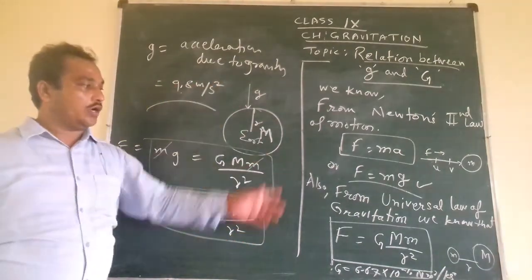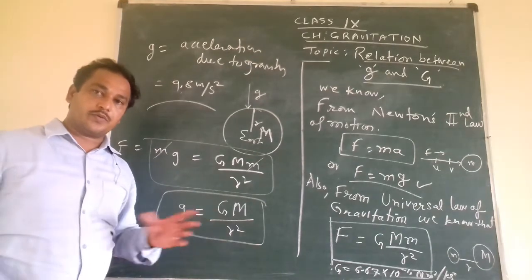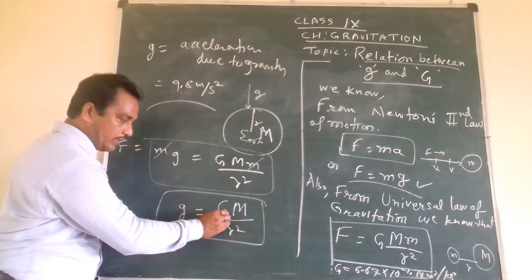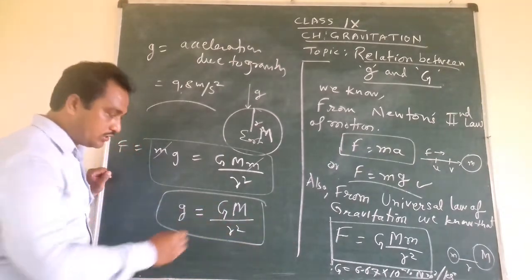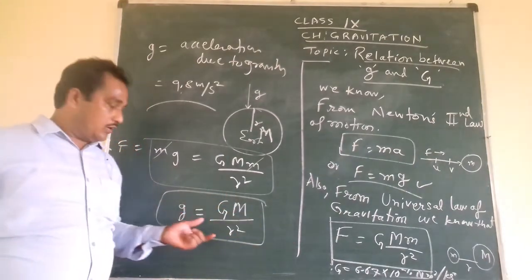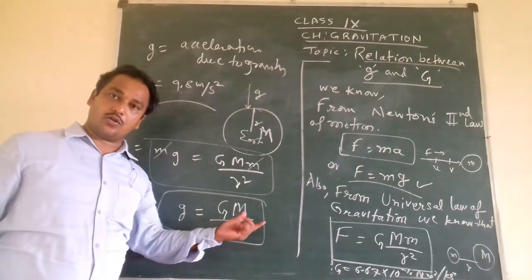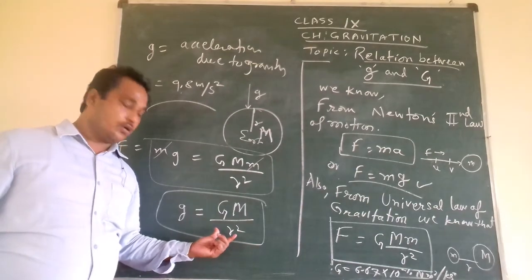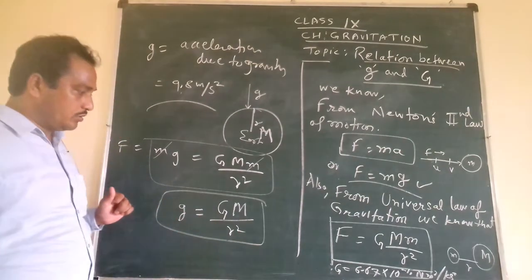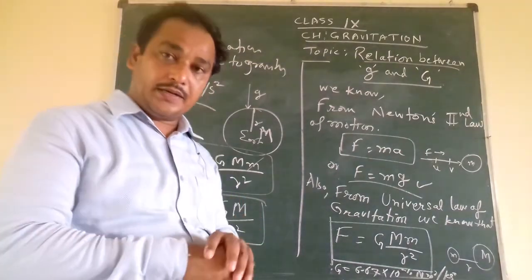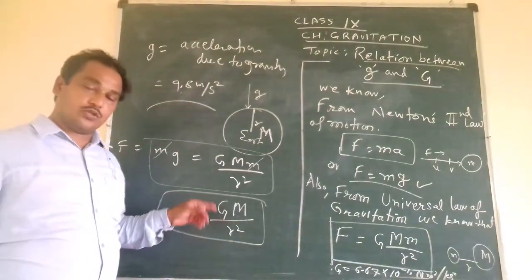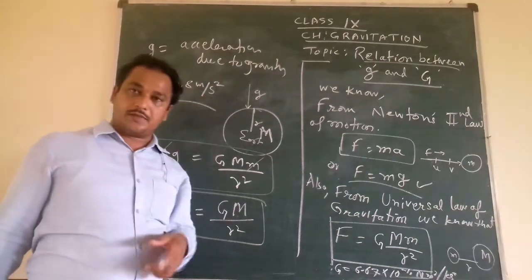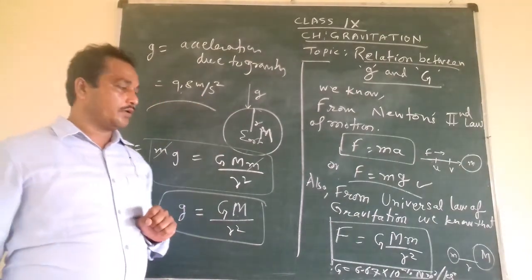So it is clear. I hope you revise it, write it in your notebook and try to find small g for earth after putting the value of capital G, the universal gravitation constant, mass of earth as 6 into 10 to the power 24 kg and radius of the earth as 6400,000 meter. Okay, as the radius of the earth, you put all these values and you will get small g as 9.8 meter per second square. Okay, thank you very much.